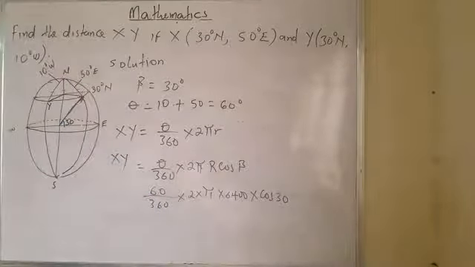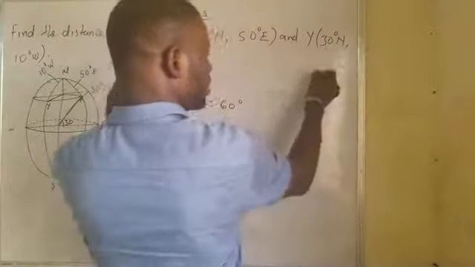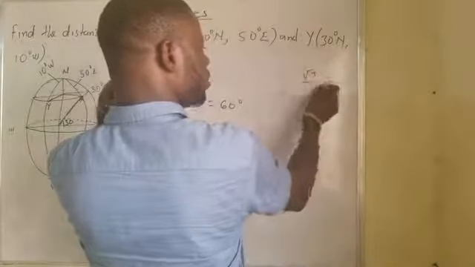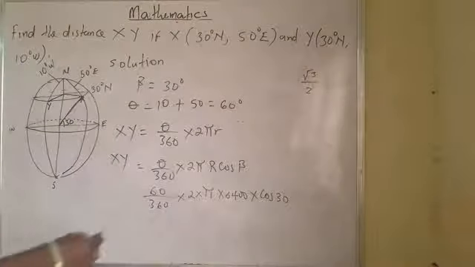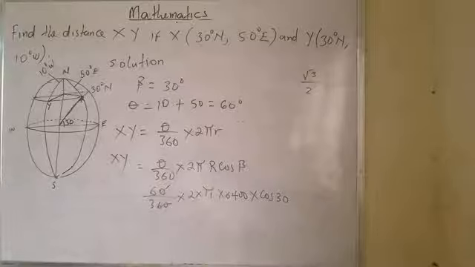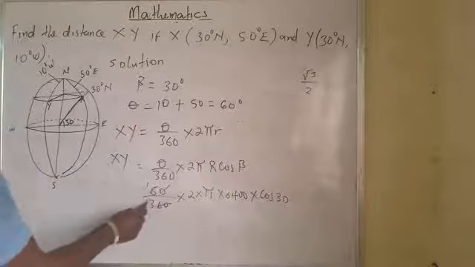Now cos 30 is a special angle which is given as sin 60, which is going to be root 3 all over 2. Root 3 all over 2, which we cancel. 36 divided by 6 will be 6. That will be 1 here, and here will be 6.